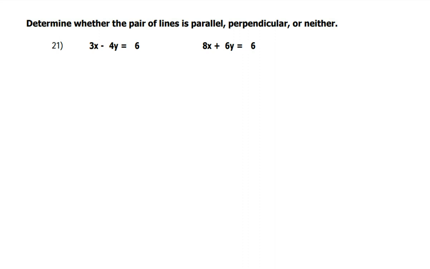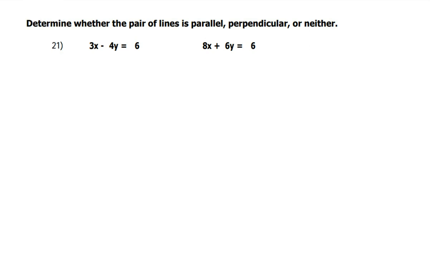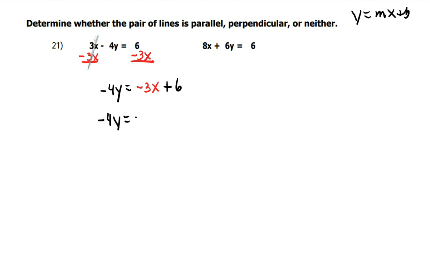All right, so let's go with, where's red? Here's a red color. All right, so I am going to subtract 3x on both sides here. That's going to leave me with the negative 4y equals, because remember, 3x minus 3x cancels out. And then on the other side, I'm going to put the minus 3x in front of that positive 6. I'm trying to make it look like y equals mx plus b. All right. And then I'm going to rewrite this all in one color before I show the next step.